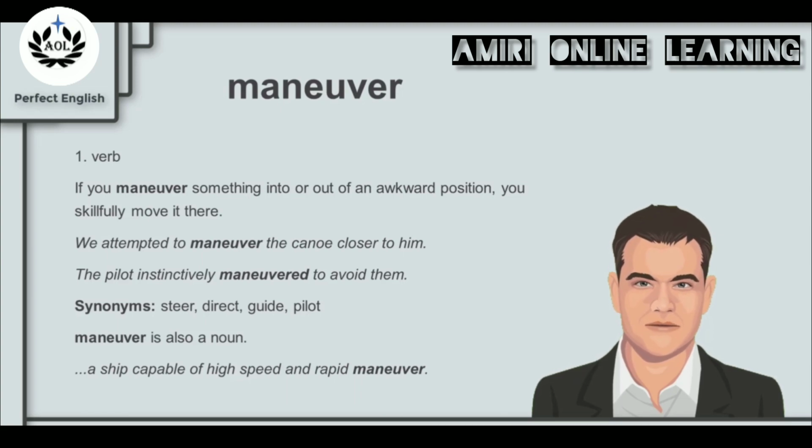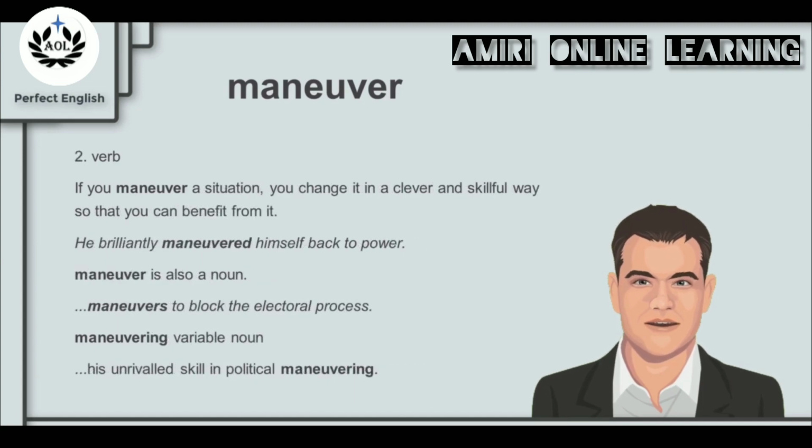For example, a ship capable of high speed and rapid maneuver. It moves very fast out of awkward positions and very skillfully. But that's not all about maneuver. If you maneuver a situation, you change it in a clever and skillful way so that you can benefit from it. For example, he brilliantly maneuvered himself back to power.